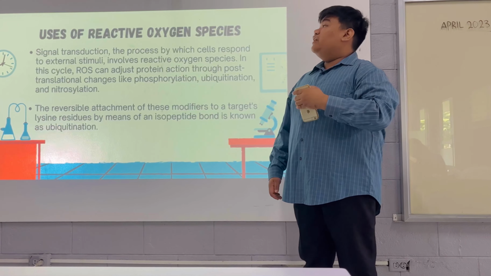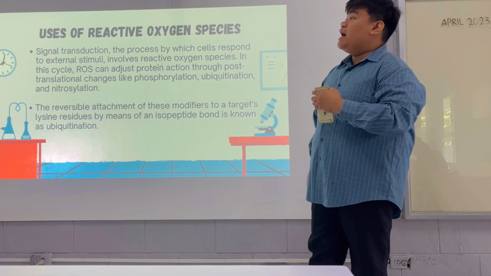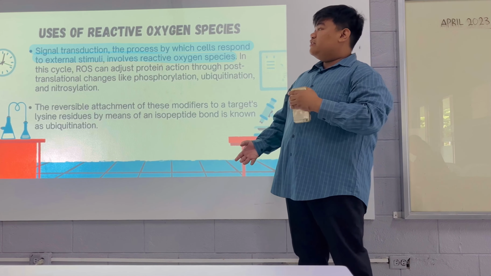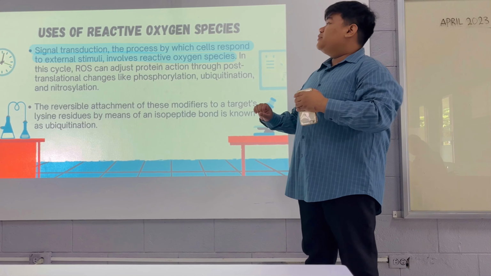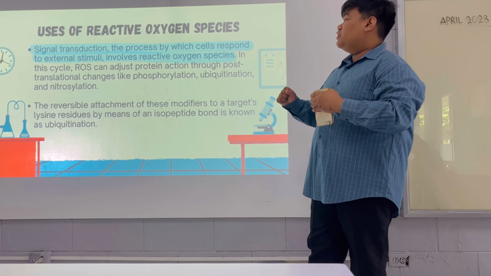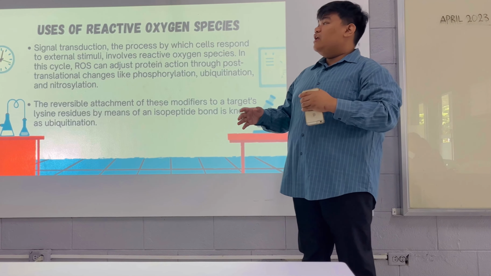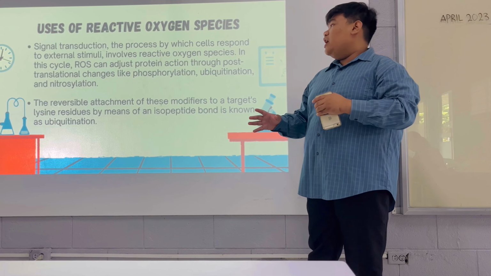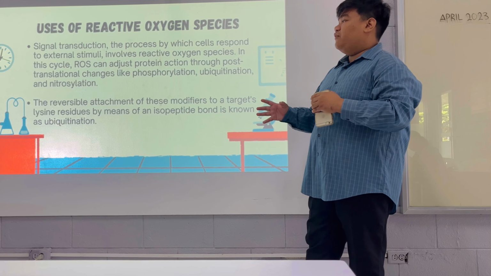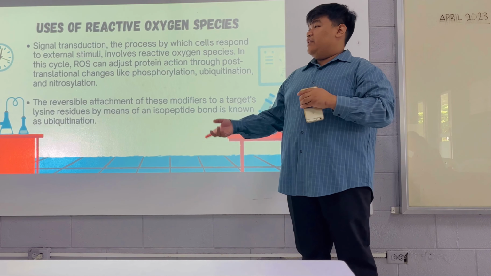Reactive oxygen species are used in signal transduction, the process by which cells respond to stimuli, which involves reactive oxygen species. In this cycle, ROS can adjust protein action through post-translational changes like phosphorylation, ubiquitination, and nitrosylation.